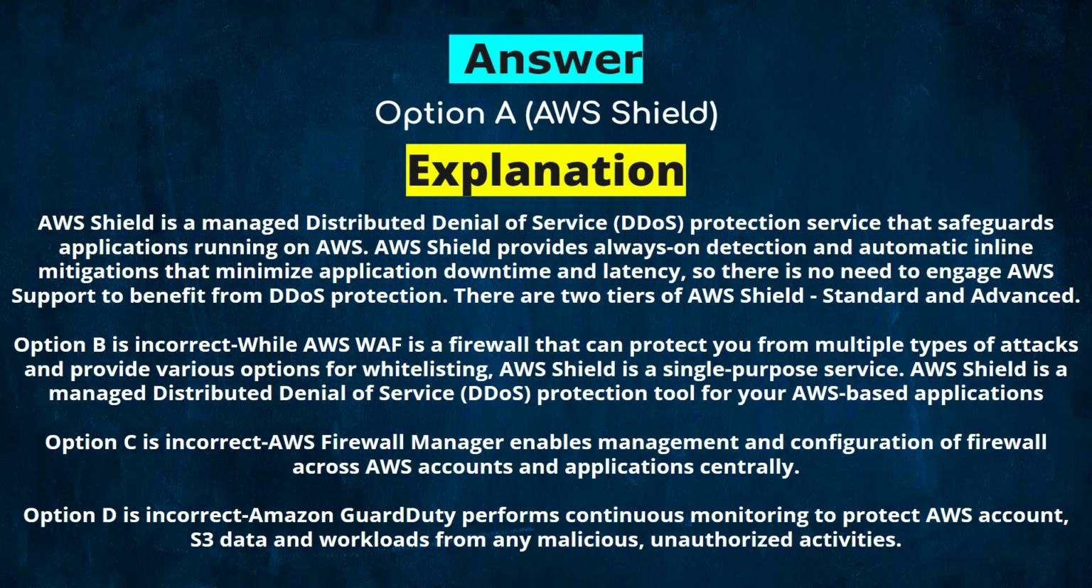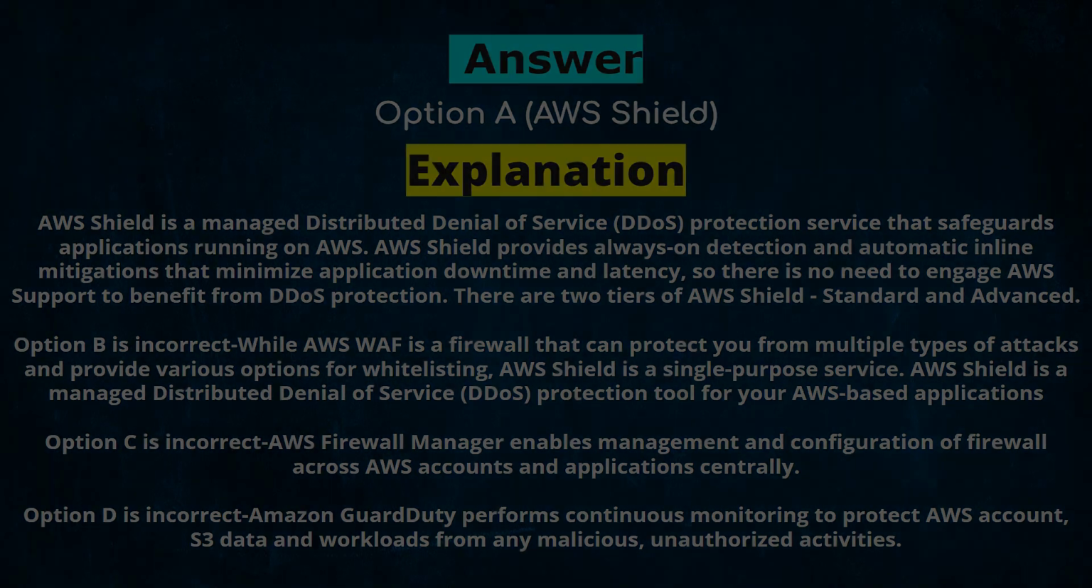While AWS WAF is a firewall that can protect you from multiple types of attacks and provide various options for whitelisting, AWS Shield is a single-purpose service. AWS Shield is a managed distributed denial of service protection tool for your AWS-based applications. Option C is incorrect. AWS Firewall Manager enables management and configuration of firewall across AWS accounts and applications centrally. Option D is incorrect. Amazon GuardDuty performs continuous monitoring to protect AWS account, S3 data and workloads from any malicious unauthorized activities. Next question.